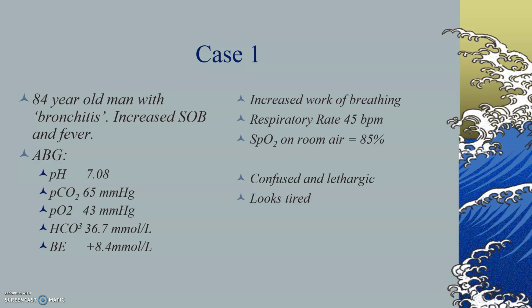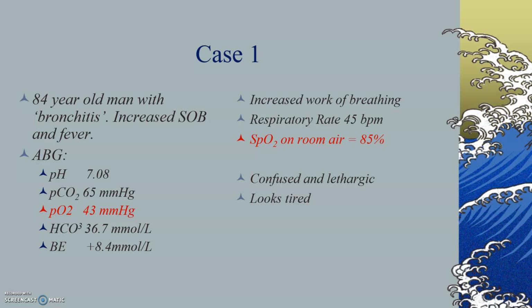The first case is an 84-year-old man with bronchitis, increased shortness of breath and fever. We saw him in the last presentation, so let's concentrate this time on his oxygenation. Well, his PO2 is low. We know that he's breathing room air, and his PO2 is 43, whereas we would expect a PO2 of between 100 and 120 millimeters mercury.